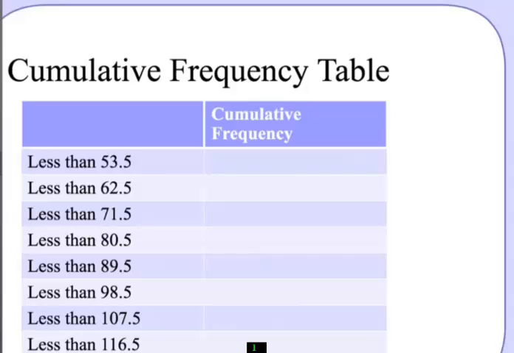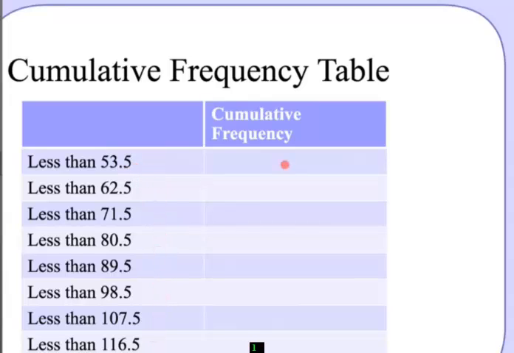Sometimes we want to use something called a cumulative frequency table. And what I've done here is these are the class boundaries that we found. Remember, our smallest number that we had was 54. And then if we subtract half of that, it was 53.5. And then it has all of my class boundaries here.